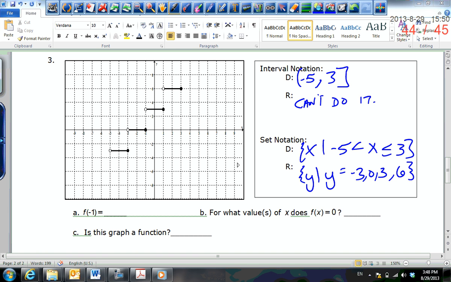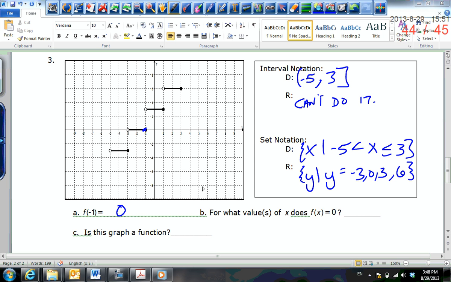Okay, A, f of -1. What is the y value when x is -1? Take a second to look at it. We established that we can't give an interval. We can't say y is between this number and this number. All we can say is for sure these 4 values. All right, what do we got? F of -1 is 0. -1 right here is 0.